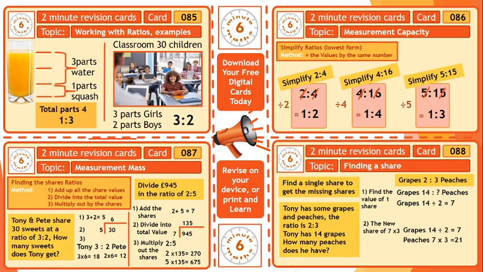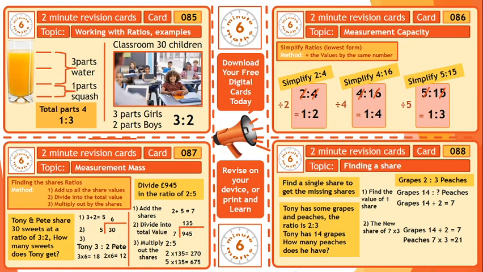Let's have a look at this other example. Tony and Pete share 30 sweets at a ratio of 3 to 2. How many sweets does Tony get? So we add up the shares. 3 and 2 adds up to 5. We divide that 5 into the total value, which is 30 sweets. 30 sweets divided by 5 gives us an answer of 6. So Tony, who's got 3 shares, will get 3 lots of 6, which is 18 sweets. And Pete will get 2 shares, so he's getting 2 lots of 6, which is 12 sweets. So the answer to the question is Tony will get 18 sweets.